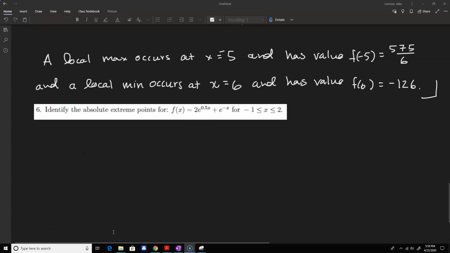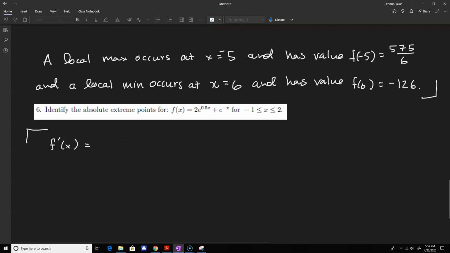Okay, so for number 6, we have an extreme value theorem problem, which means we need to find the critical points, and then from there we need to plug in all endpoints and critical points to find the absolute max and the absolute min. So the derivative here, we're just using, again, the derivative rule for continuous exponential functions.